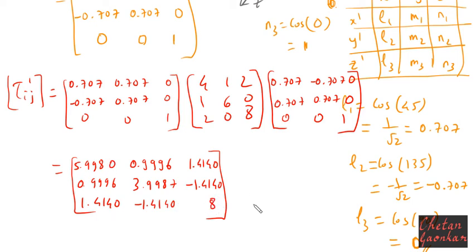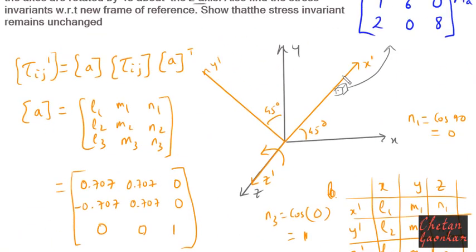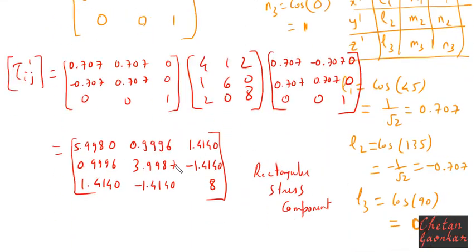Now, since this is a rectangular stress component, right? This is again a rectangular stress component, but for a different frame of reference, after the frame of reference was rotated with respect to the original frame of reference. But it is a rectangular stress component, and therefore this matrix has to be a symmetric matrix. So I get this as a symmetric matrix.